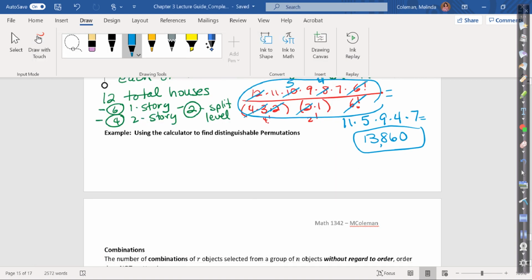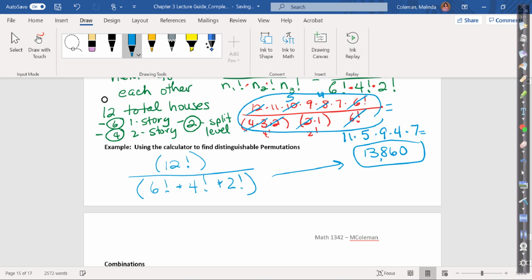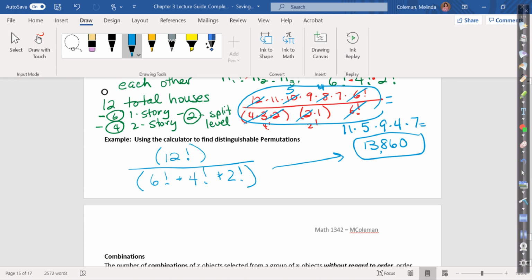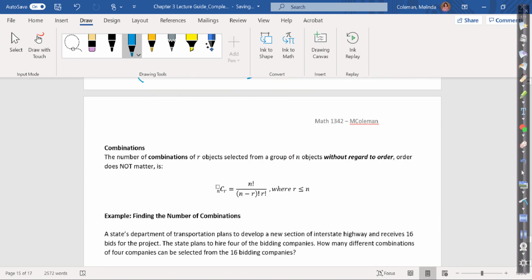Okay. So again, on your calculator, it's going to look like 12 factorial on top divided by 6 factorial times 4 factorial times 2 factorial. And that should give you the same answer. And again, I am not suggesting you do it by hand, but if you don't have a calculator that day and you want to make it a little easier on you, you can certainly do that. Also, if you don't have a calculator that's got the factorial button, you're going to have to do this by hand, or at least the longer way, 12 times 11 times 10 times 9, and so on.